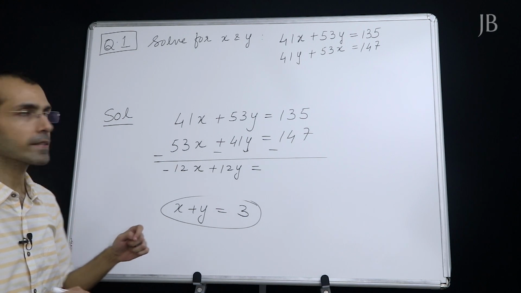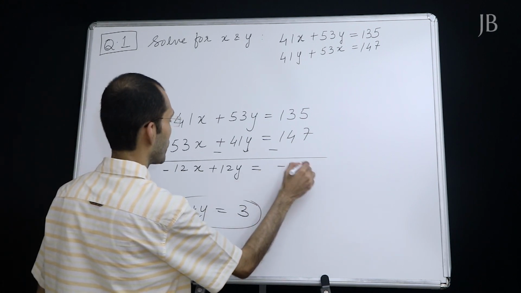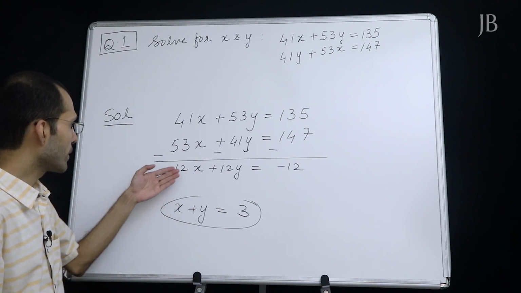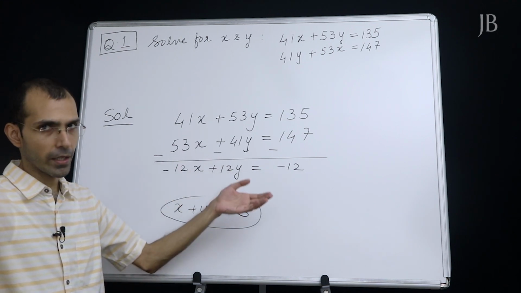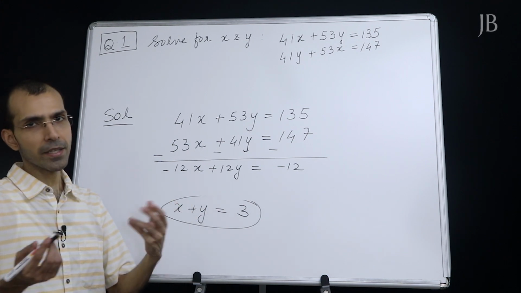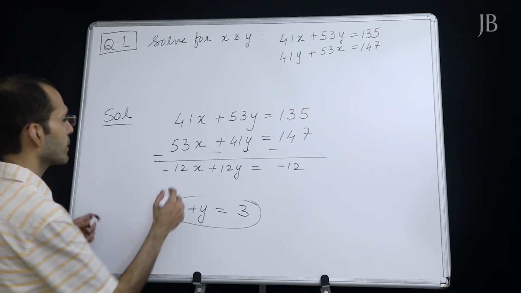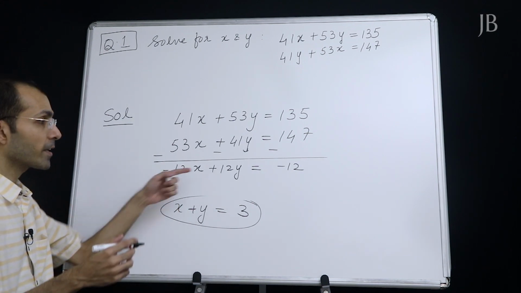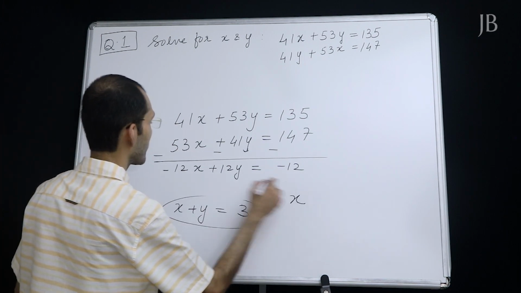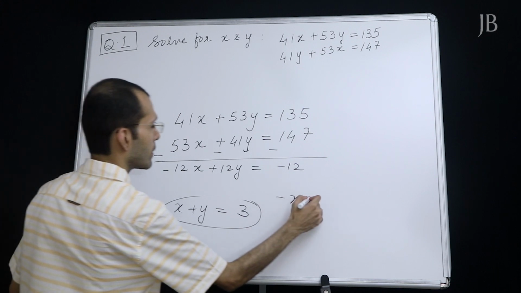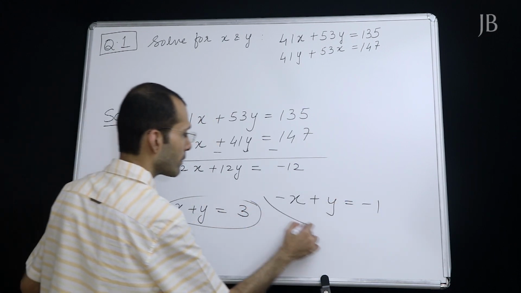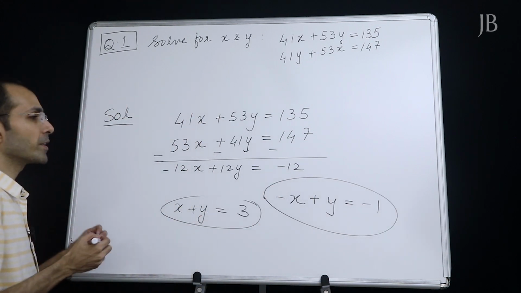135 minus 147. How much? Minus 12. Now there is scope for reducing this. We will divide each and every term by 12. If you wish and if you are comfortable, you can divide each and every term by minus 12 also. So what will we get if I divide each and every term by 12? This will become minus x plus y is equaling minus 1. This is our second new equation.